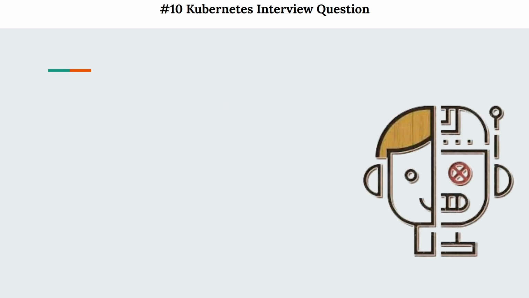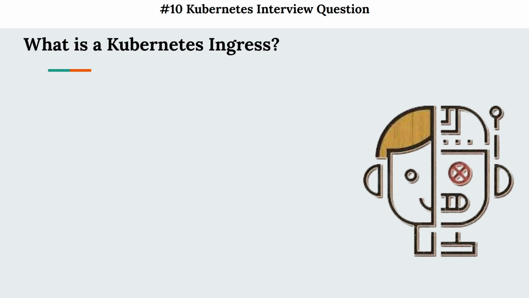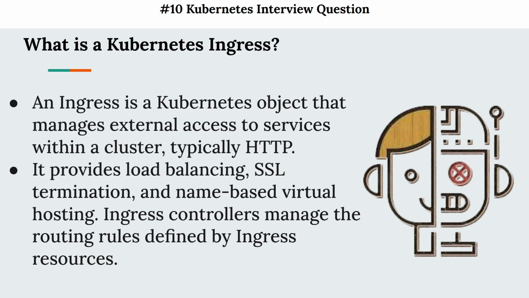Let's move to the 10th question. What is a Kubernetes ingress? Let's see the answer. An ingress is a Kubernetes object that manages external access to services within a cluster, typically HTTP. It provides load balancing, SSL termination, and name-based virtual hosting. Ingress controllers manage the routing rules defined by ingress resources.